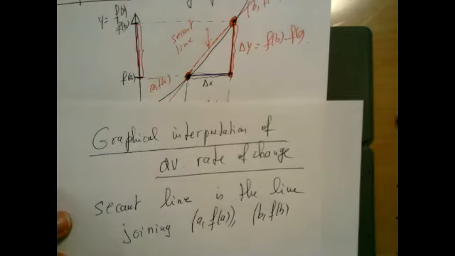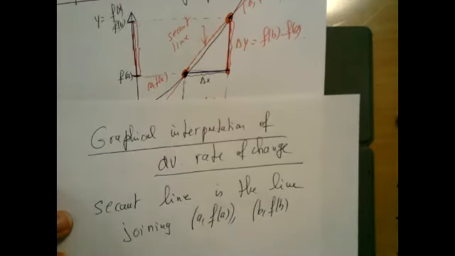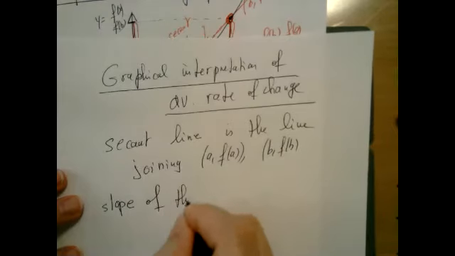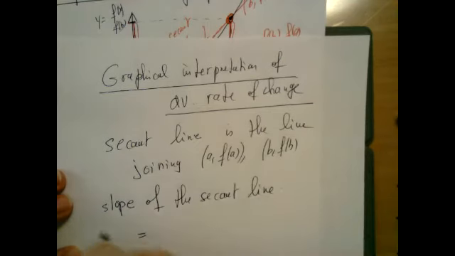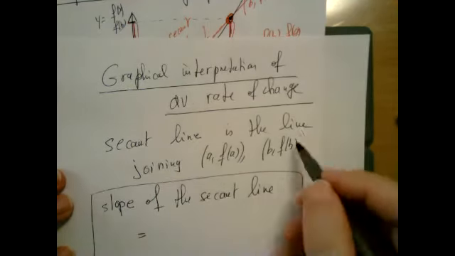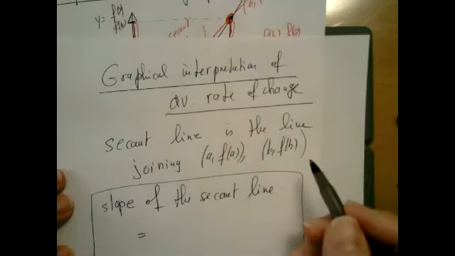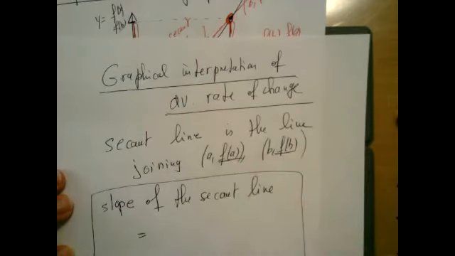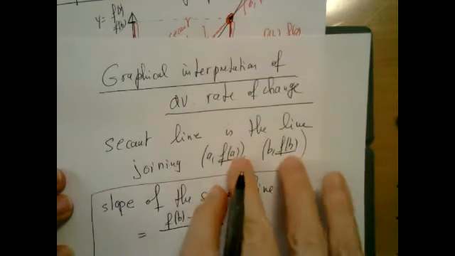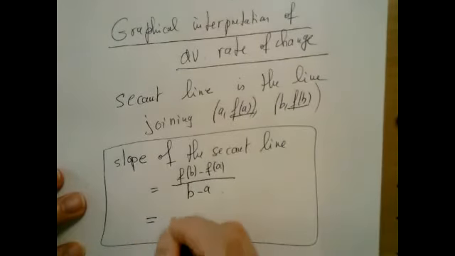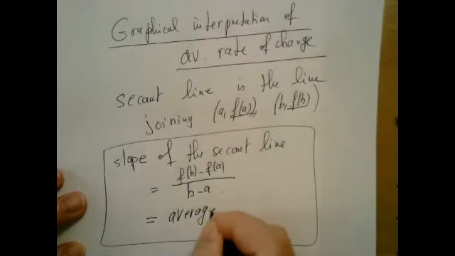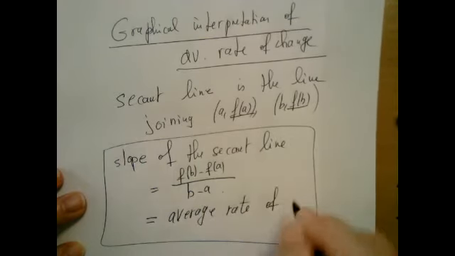Now, what's the slope of this line? What's the slope of the secant line? f of B minus f of A over B minus A. Exactly, because that's a line joining 2 points. What's the slope of a line? It's the change in Y, f of B minus f of A, divided by the change in X, B minus A, which is exactly the average rate of change.